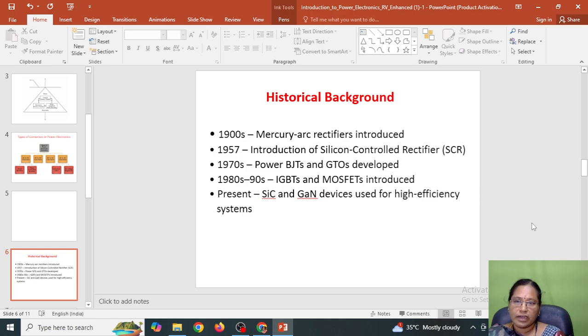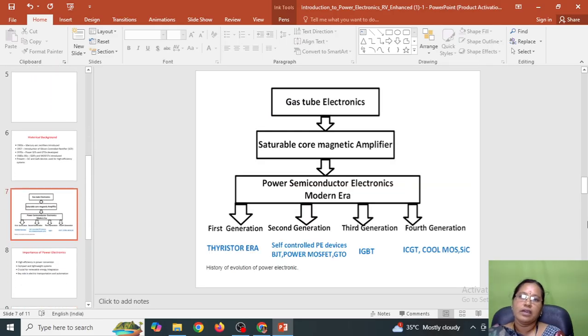Then the historical background. In the 1900s, mercury arc rectifiers were introduced. In 1957, silicon controlled rectifiers, the well-known SCR, were introduced. In the 1970s, power BJTs and GTOs were developed. In the 1980s to 1990s, IGBTs and MOSFETs were introduced. Presently, the devices used for high frequency systems are SiC and GaN, that is, silicon carbide and gallium nitride. These devices are called wide band gap devices.